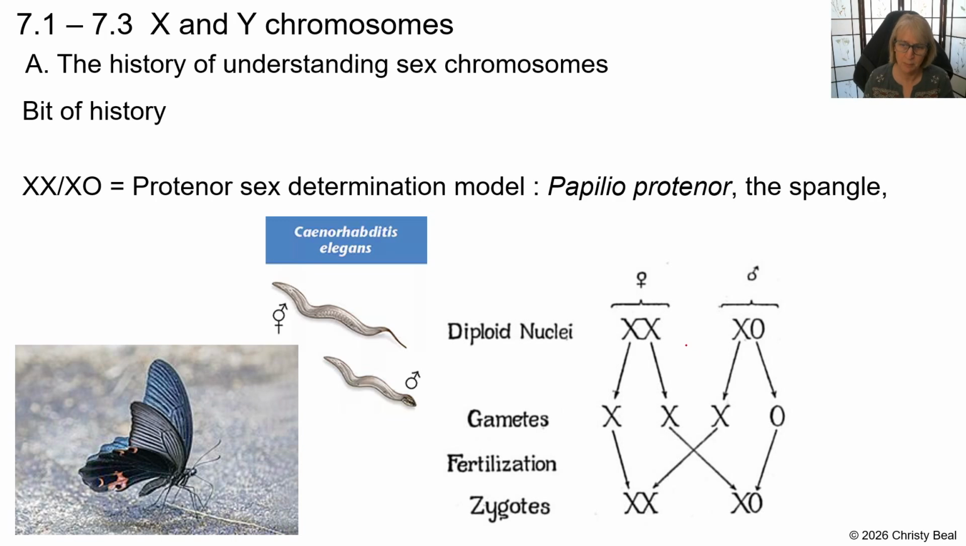This is actually taken out of a paper for grasshoppers. Grasshoppers work the same way. Females have one more chromosome than males, and that results in the production of eggs or sperm. The male either passes on an X chromosome or a sperm with fewer chromosomes than the one that has the X in it. If you inherit fewer chromosomes from dad, you develop as male. If you inherit an X from dad, you develop as female in these. And this is called the protenor sex determination model. This is Papilio protenor.